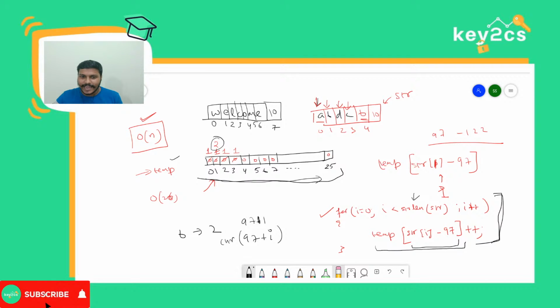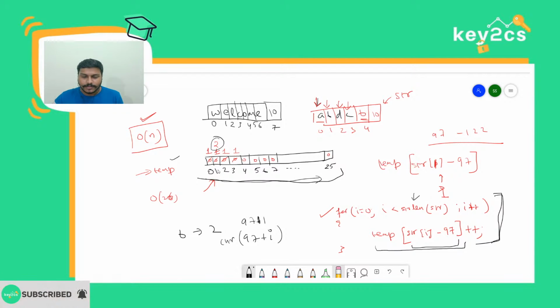Easy, right? You just scan this temporary array, and for every value 1 you encounter, you just increment a counter. You take a counter variable and you increment it whenever you see a 1 in this temporary array. So like here, temp of 0 is 1, so you would increment the counter variable by 1.